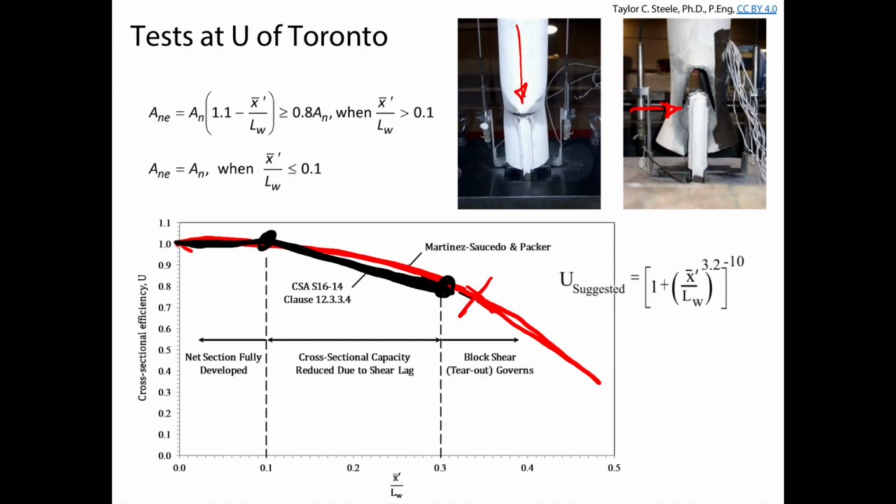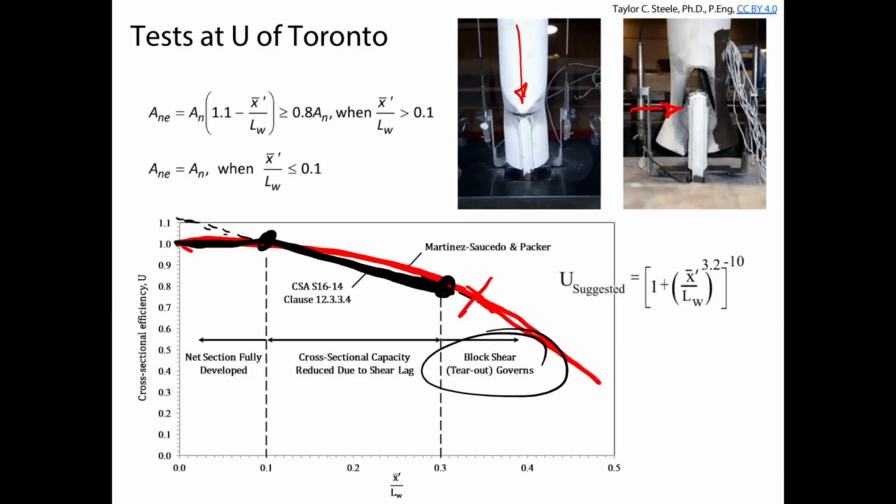For other situations, we're just going to draw a straight line from here to here. And so if x bar over LW is between 0.1 and 0.3, we're just going to use this straight line, which passes through 1.1 up here. And so that's why you see 1.1 minus x bar prime over LW. And beyond x bar prime over LW equal to 0.3, we don't really do the calculation because block shear is going to govern the strength of that particular connection.